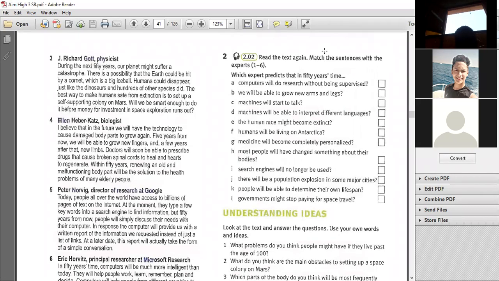I believe that in the future we will have that technology to cause damaged body parts to grow again. 5 years from now we will be able to grow new fingers.